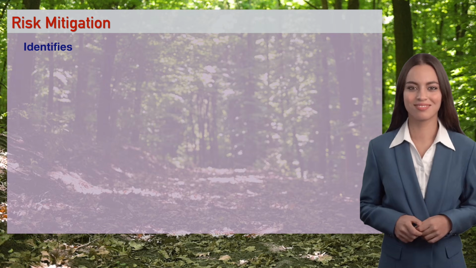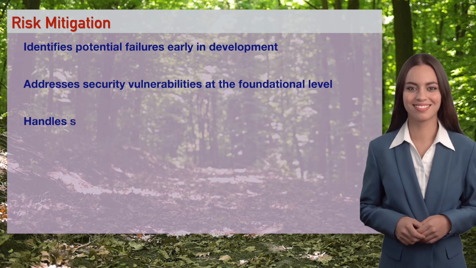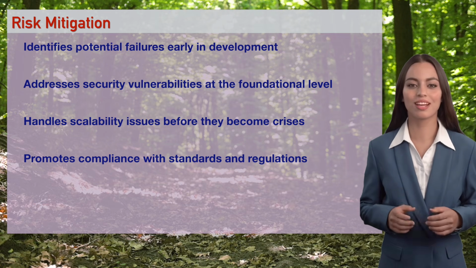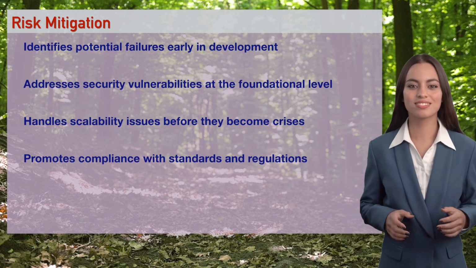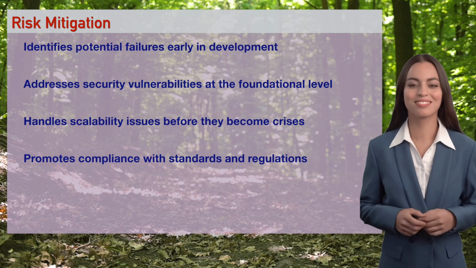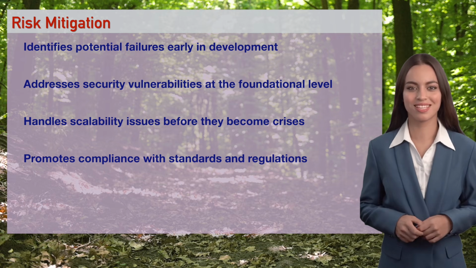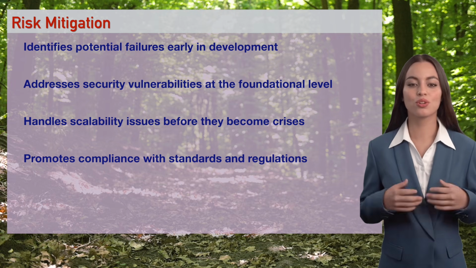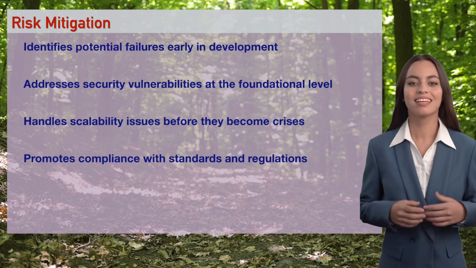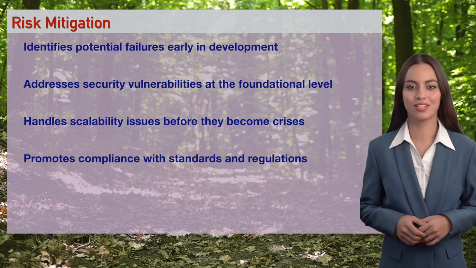One major aspect of its importance is risk mitigation. Good architecture helps identify potential failures early in the development process, before they escalate. It addresses security vulnerabilities at the foundational level, building in protections from the start. Similarly, it tackles scalability issues proactively, so you're not scrambling when growth hits. And it promotes compliance with industry standards and regulations, keeping your system legal and trustworthy.